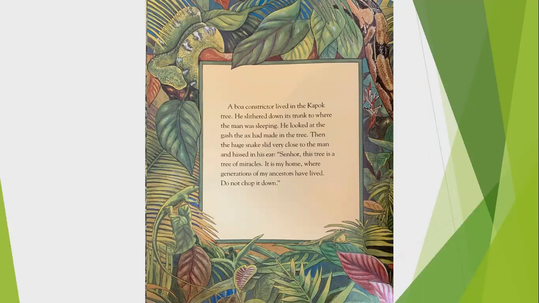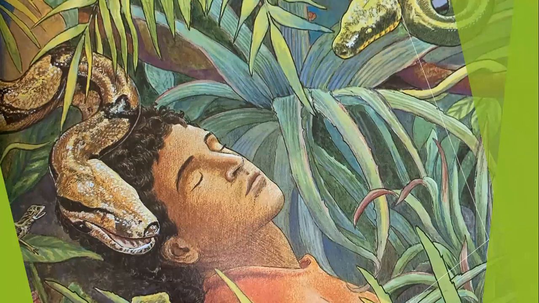Interesting. What did this snake just say to the man in his ear? Why did he say that? I hope you're talking to someone at your house. The snake is talking about how important the tree is, and many of his family members have lived in that tree, so it's very important to him as well. So he doesn't want the man to chop down the tree. Interesting. There's the boa constrictor whispering into the man's ear.